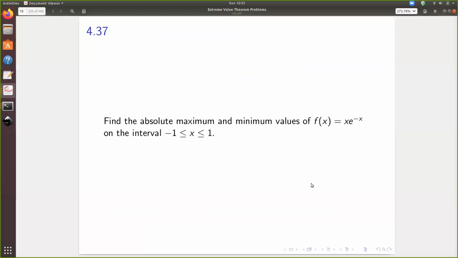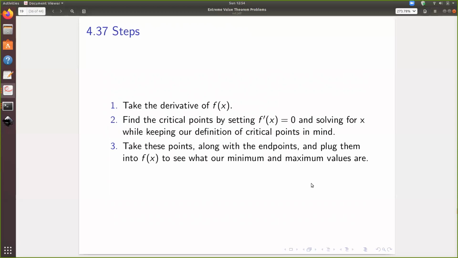And this is our last one. These problems, once you figure out the flow of it, they're all the same thing. This one's just a little more interesting, so I wanted to work it out as well. So let's find the absolute max and min values of the function f of x equals x e to the negative x on the closed interval negative 1 to 1. All right, what are our steps? We take the derivative of f, find the critical points by setting it equal to 0 while keeping our definition of critical points in mind. And then we take these points along with the endpoints and plug them into f of x to see what our minimum and maximum values are.